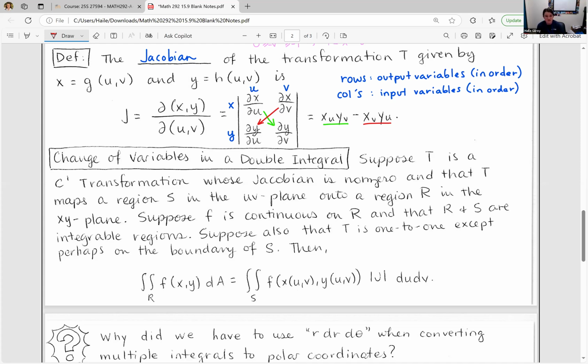Okay. So suppose T is a C1 transformation whose Jacobian is non-zero, and that T maps a region S in the UV plane onto a region R in the XY plane. So basically the definition of a transformation. So going back to the first page of your notes, the entire purpose of that first sentence is just to tell you what a transformation is. Okay. We're going to suppose that we have a function f that's continuous on R, and that we can do integrals on R and S. So R and S are integrable. It's pretty important to be able to do integrals if you want to do an integral.